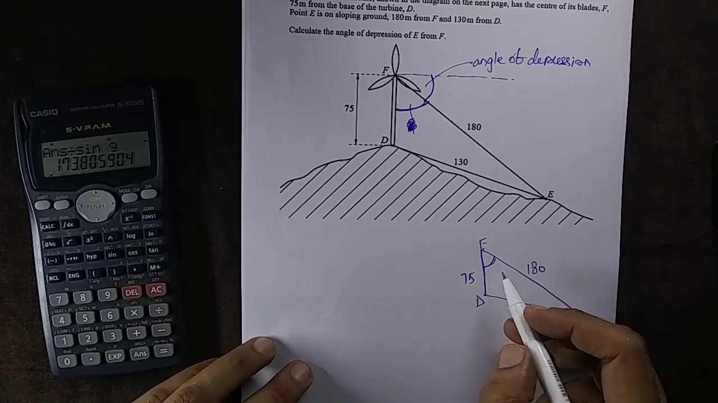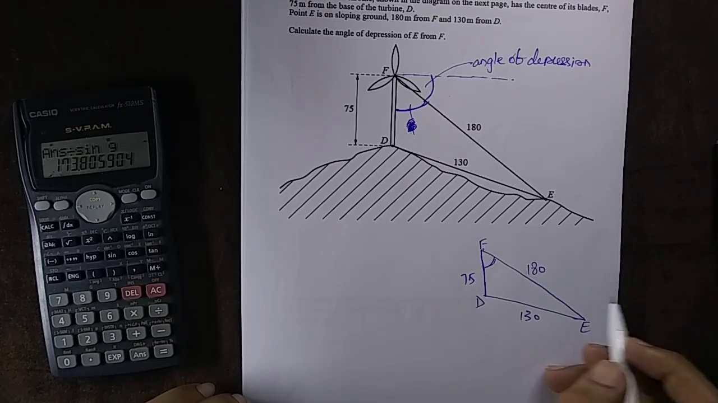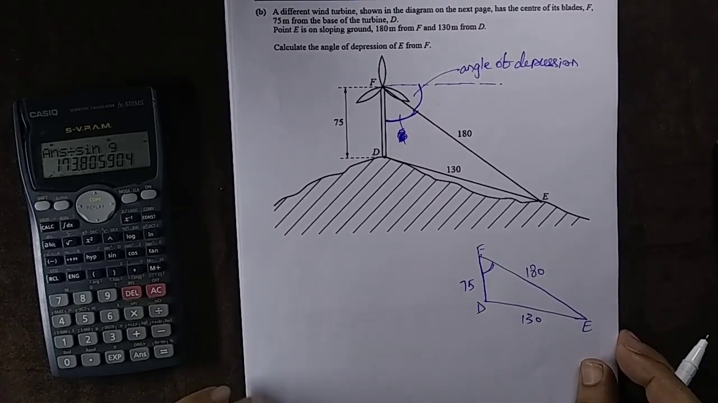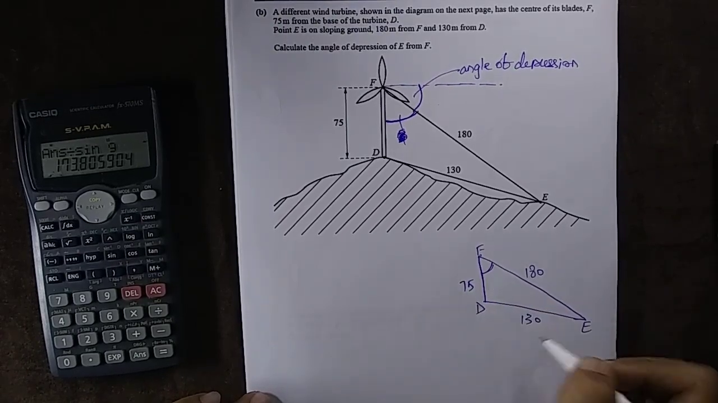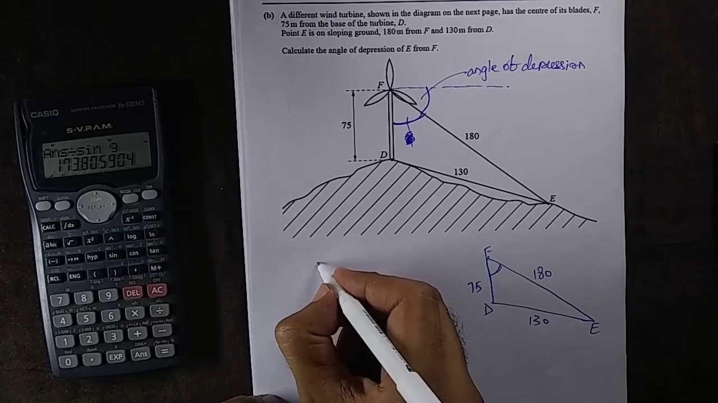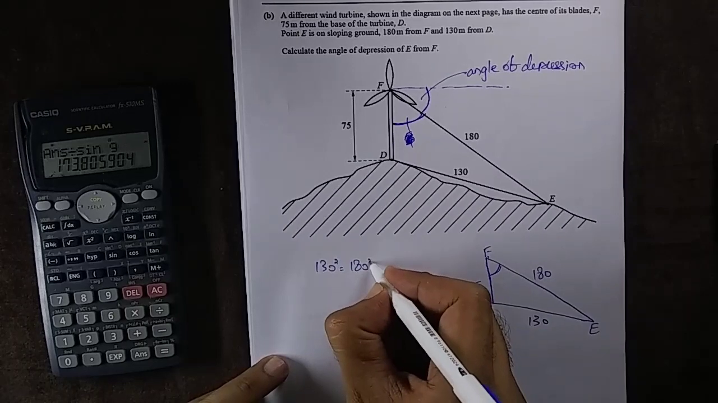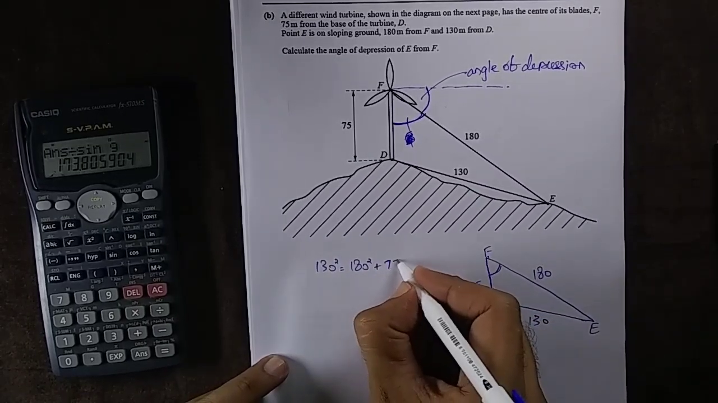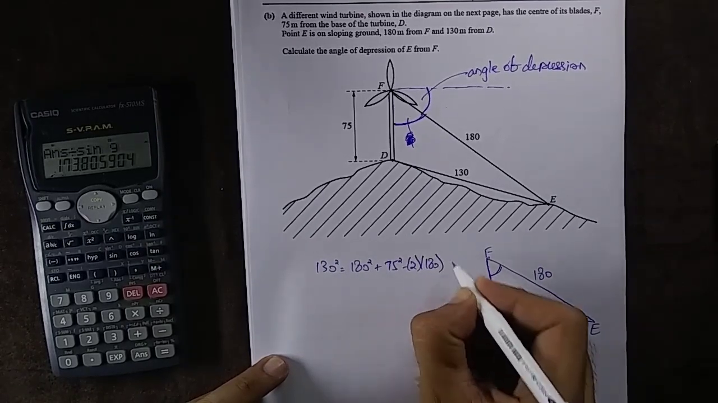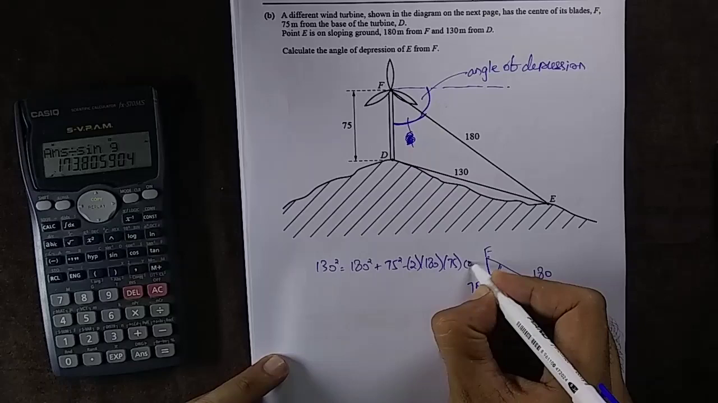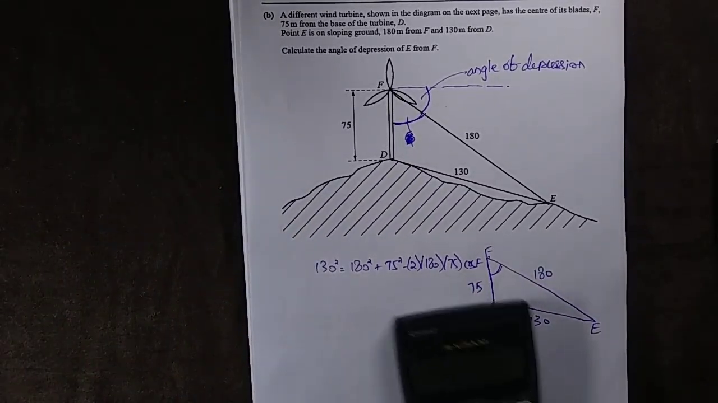Now to find F, with the three sides given, we can only apply the cosine rule here. Now the cosine rule can be applied as the side opposite to the required angle is 130. So 130 squared equals 180 squared plus 75 squared minus 2 times 180 times 75 times cos F. So this can be calculated with the help of a calculator here.